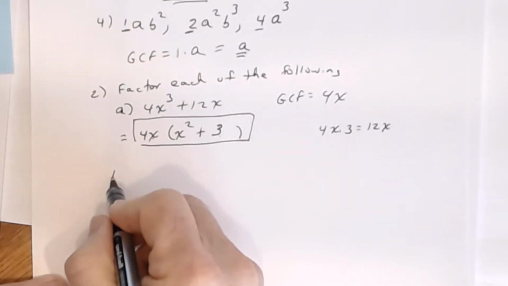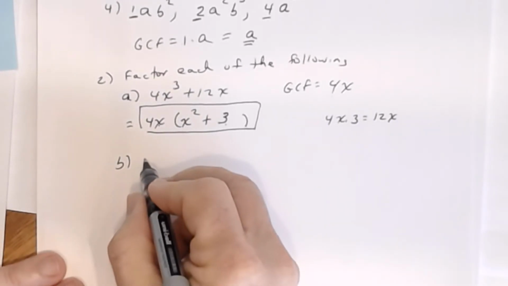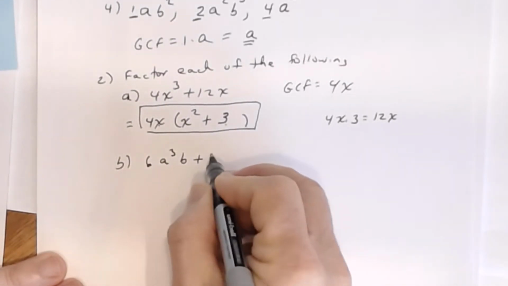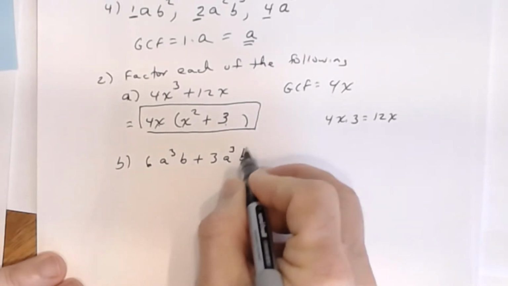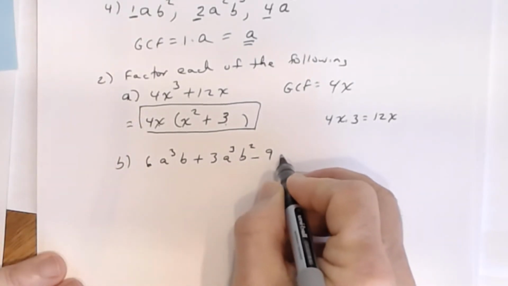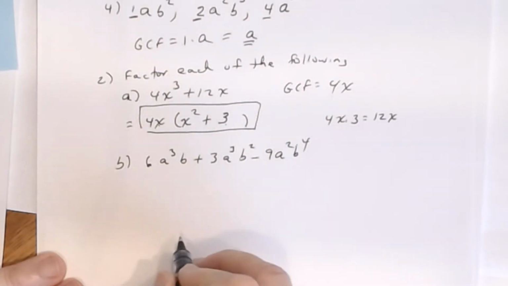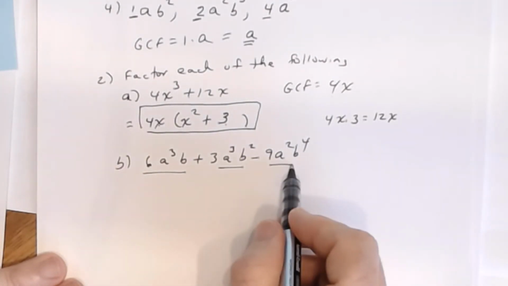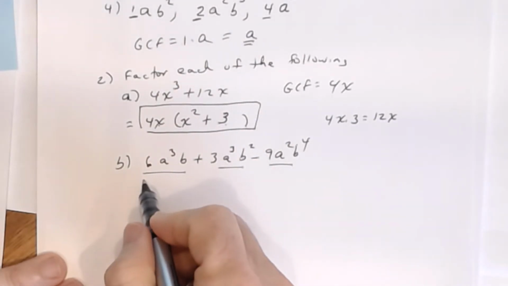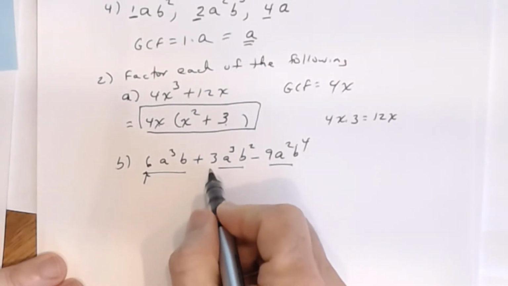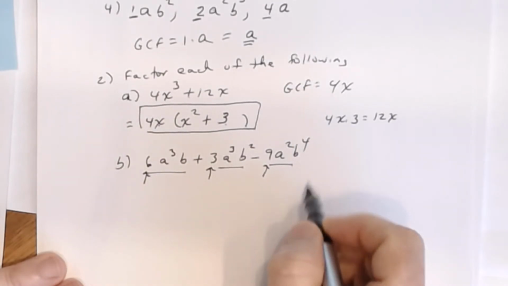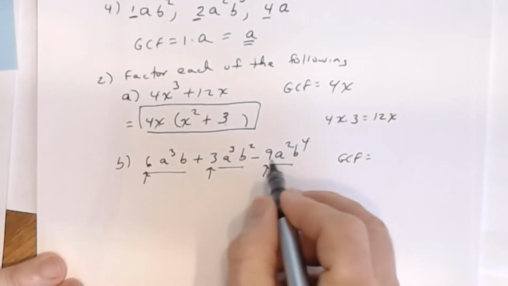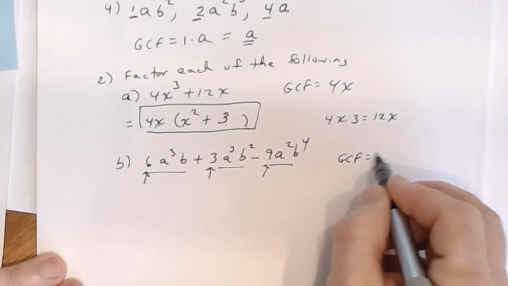Okay? In part B, let's say we had this: 6a cubed b plus 3a cubed b squared minus 9a squared b to the 4th. So I have 3 terms, 1, 2, 3. So let's do the coefficients. I have a 6, a 3, and a negative 9. So the GCF of 6, 3, and negative 9 is 3.